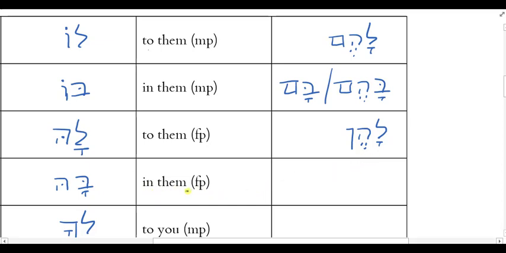Okay. And then "in them, women" is bahen, or the syncopated form, ban. Right? Ban. I'm being a little bit careless in my writing. So ban. So bahen and ban.